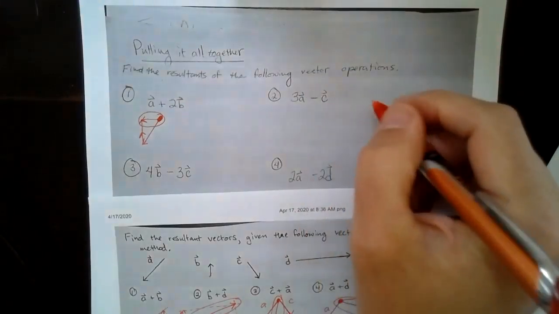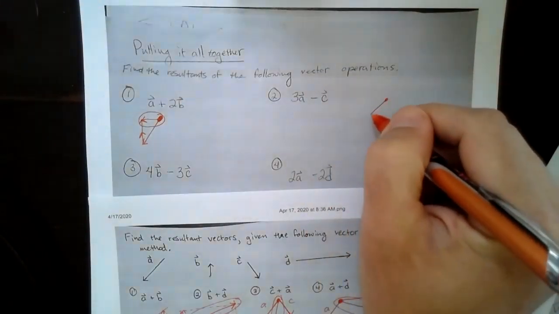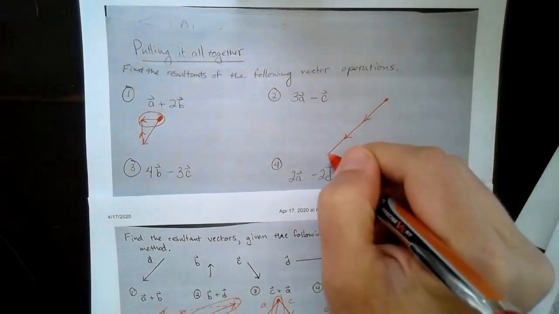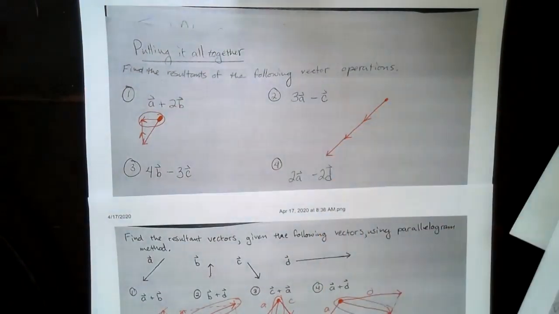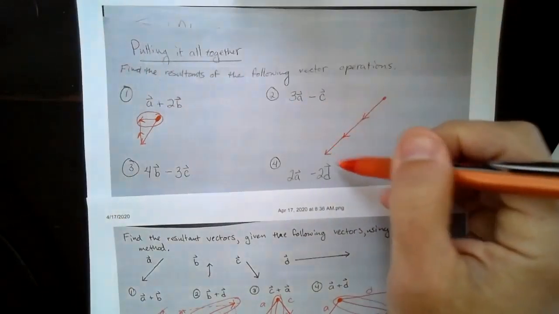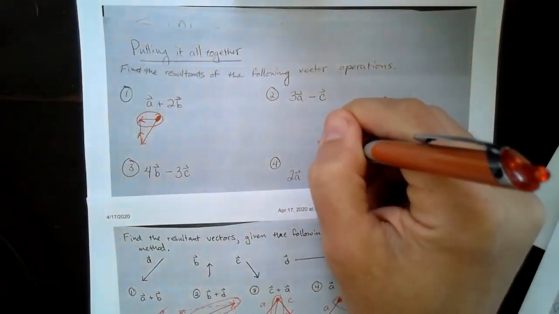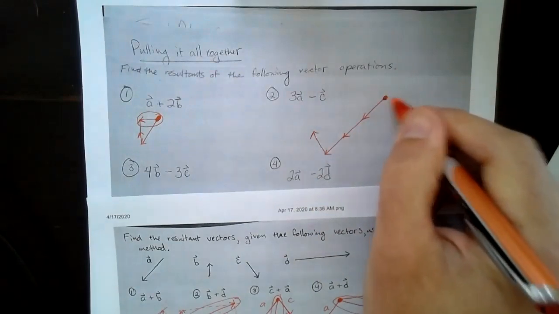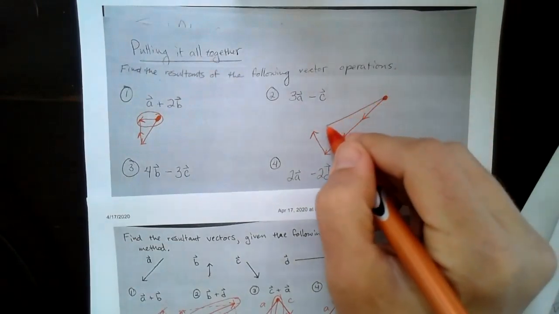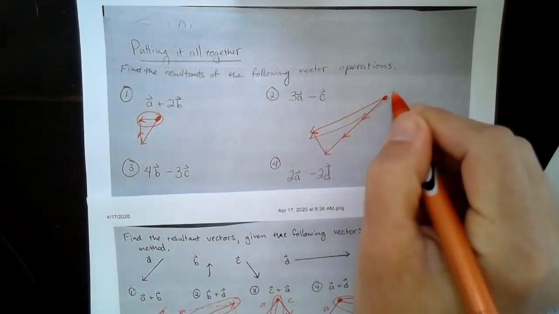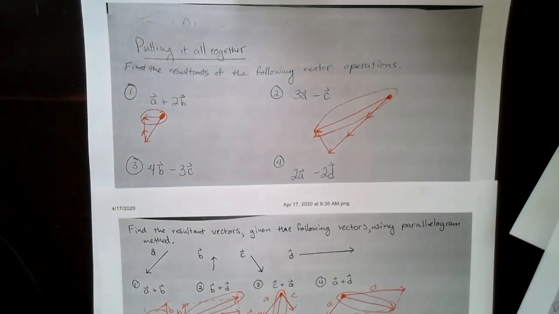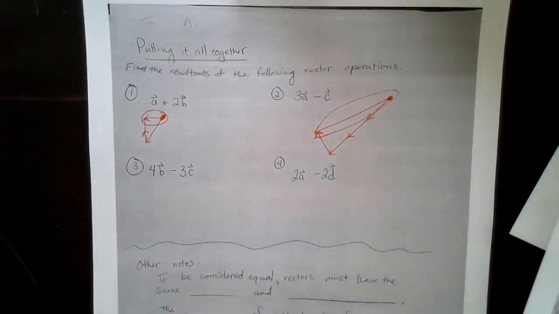We're going to do 3 a's together first. So 3 a's, 1, 2, 3. And if we have a minus c, instead of going down and to the right, it's going to go up and to the left. And then you go from your beginning to the tip of the last vector you have, and that's your resultant. Okay. If you haven't paused already to try them out yourself, that would be a good point to do it right now.